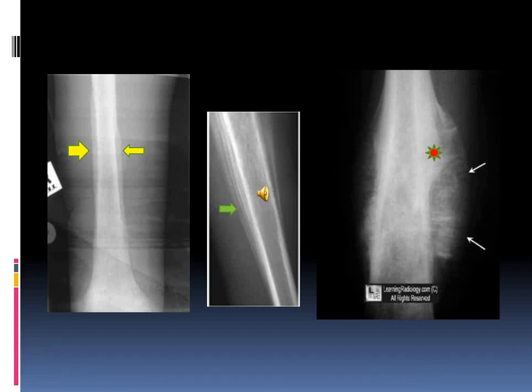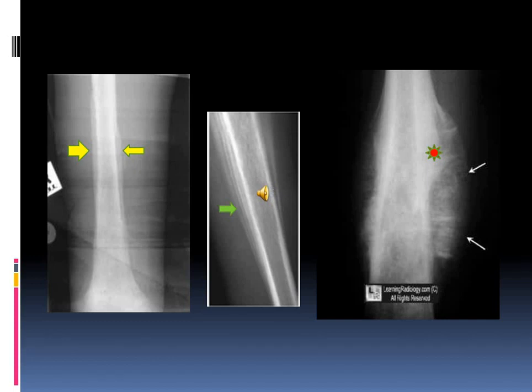Okay students, you notice in this slide we have 3 types of periosteal reaction. In the first picture, we notice that the yellow arrow points to the periosteal reaction which is a single layer, solid layer, more going with benign. So we notice on both sides of the cortex there is a regular white or dense line, we call it the periosteal reaction.